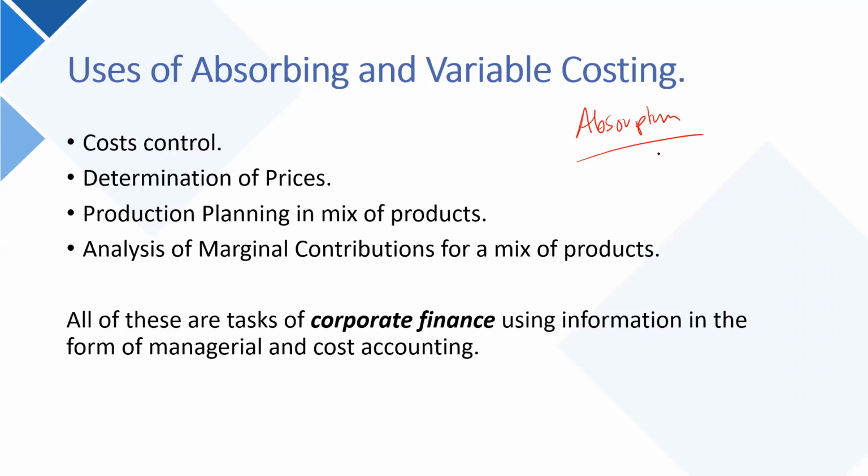So what you will be doing actually is converting the absorbing method of costing to the variable method. And why is that? Well, because in the variable method, as I told you, there is a way you can control costs. You can also check and determine prices. You can plan production and mix of products, and you can analyze marginal contributions.